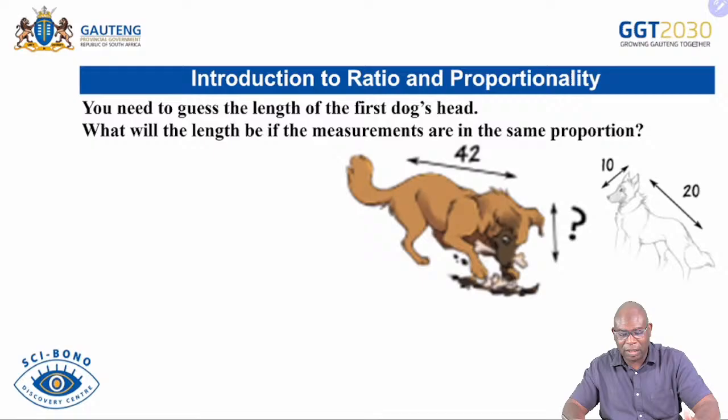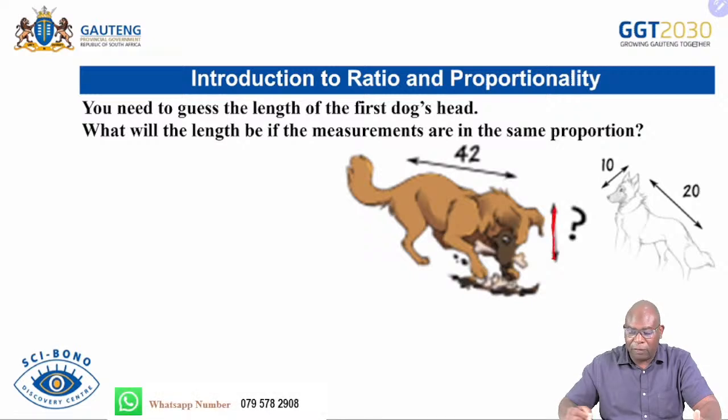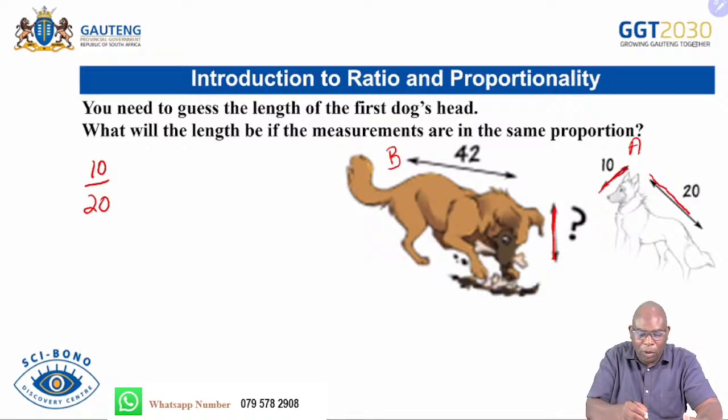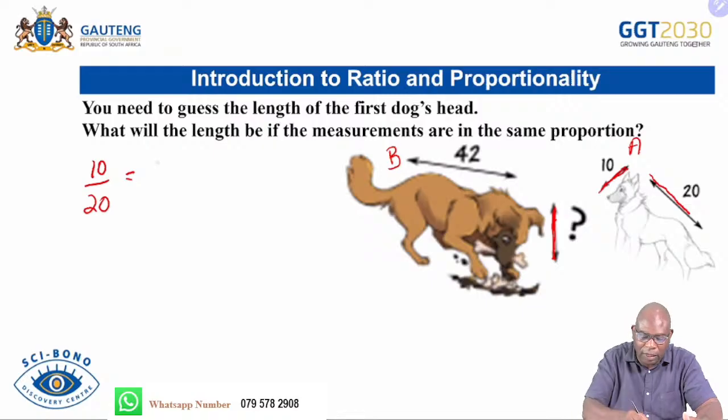Now let's look at this next one here. If I knew the length of this one, what am I going to do? I'm going to do the same. I'm going to say the ratio of the head to the body. So it is 10 over 20 for dog A, and this is dog B. So now it will be the same as the proportion of the head of the next one, which I don't know, over the body of the other one, which is 42.